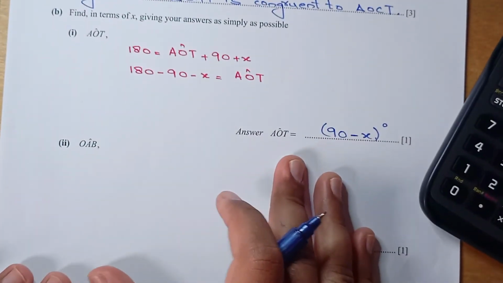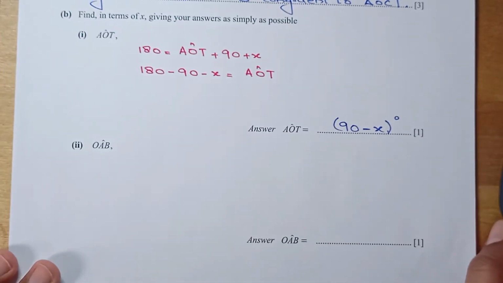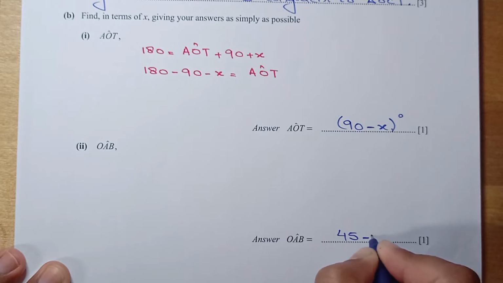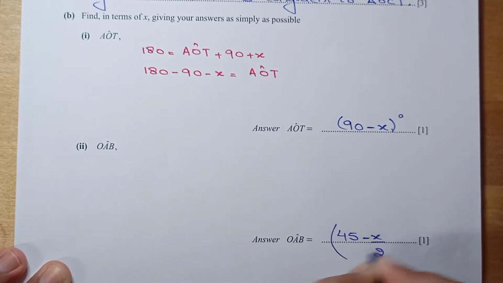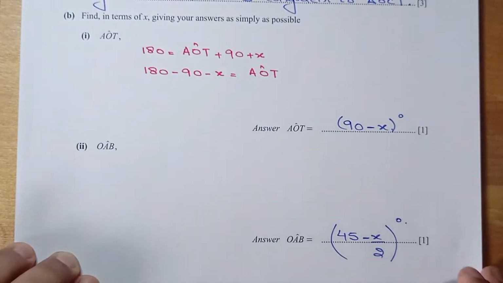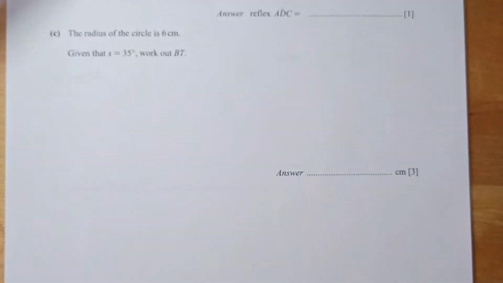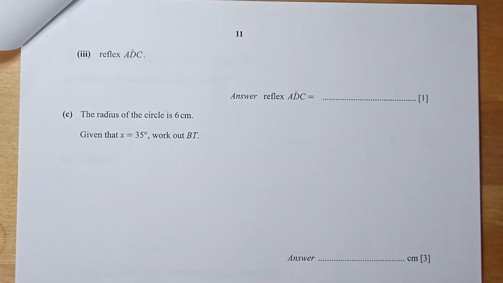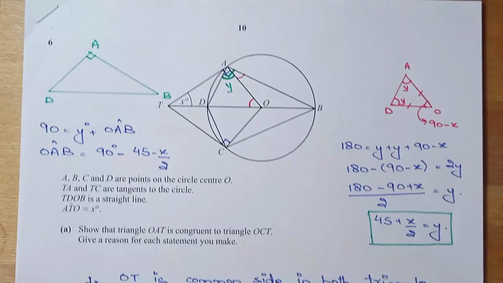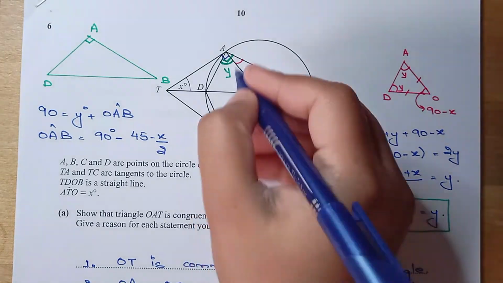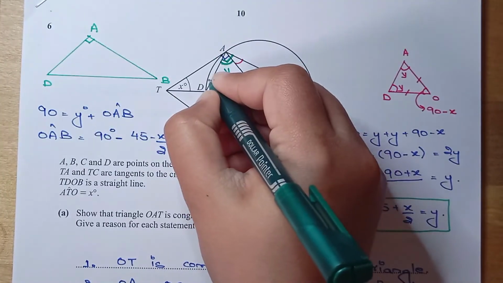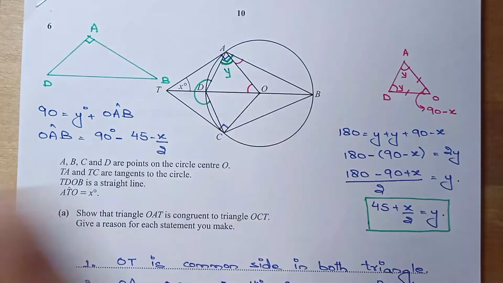So let me write it down here. This is 45 minus x by 2 degrees. Right. Now for the third part, we need to find the reflex angle ADC. ADC, where is ADC? ADC. This is the reflex angle we need to find.